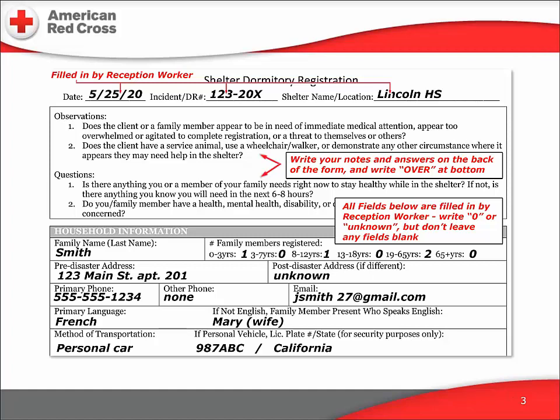It's important that all boxes be filled in, no blanks. Enter either a 0 or not applicable or unknown if necessary.